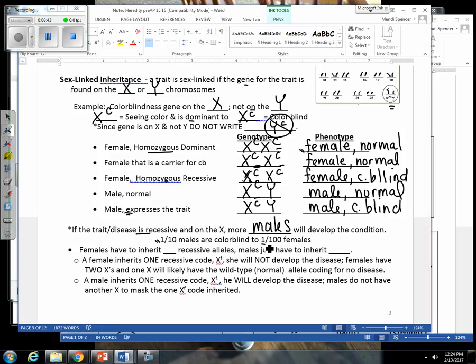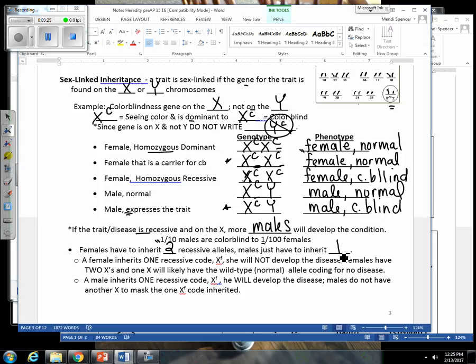By looking at these genotypes up here, if a female inherits 1 code to be colorblind, so that would be this situation right here, is she going to be colorblind? No, because she has that other X that codes for normal eyesight to cover up the color blindness allele. If a male inherits 1 allele for color blindness, then he is going to be colorblind. So it's less likely that females are going to inherit 2 recessive alleles. Females have to get 2 recessive alleles to be colorblind, but males just have to inherit 1. So males are more likely to develop these traits or diseases that are carried on the X chromosome compared to females.